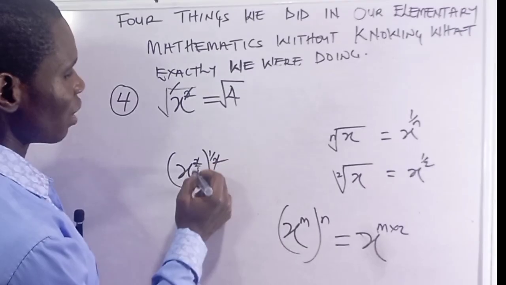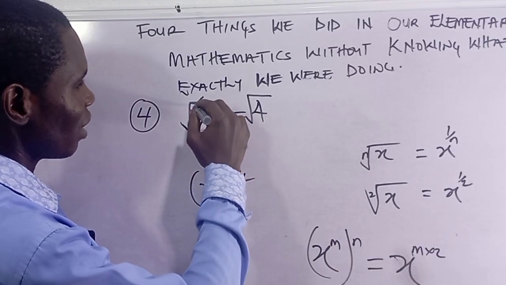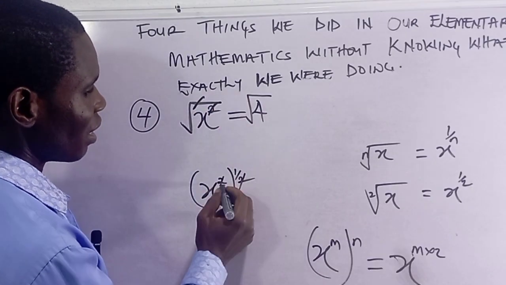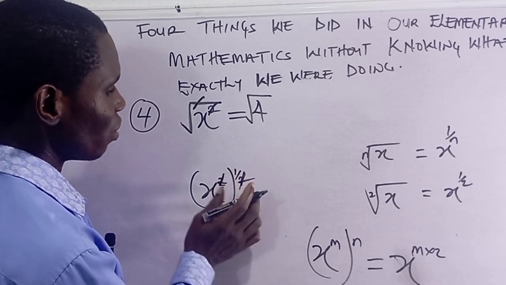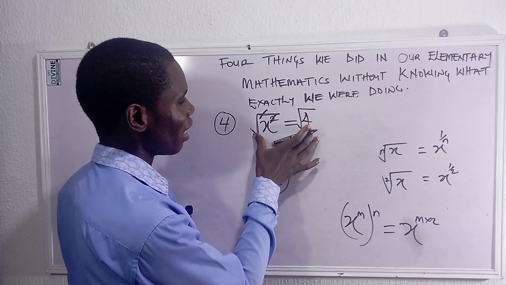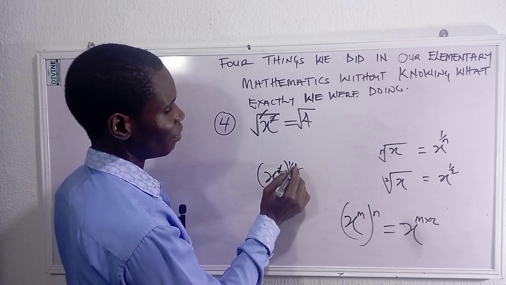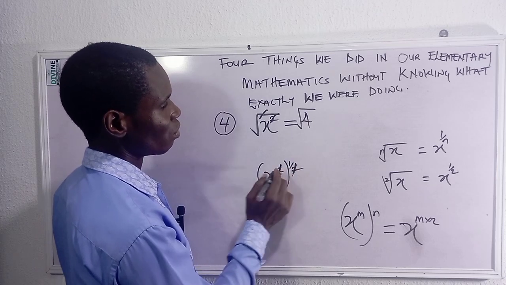So the powers are multiplying each other. So 2 will now cancel 2. So when we now say square root cancels square, it is the same as saying that these two cancel these two. So what plays out here is what we have here. 2 cancels out 2.